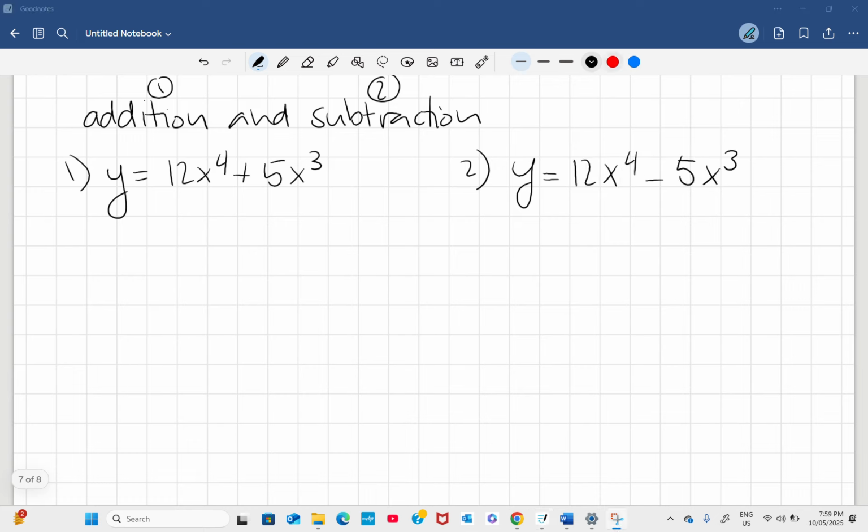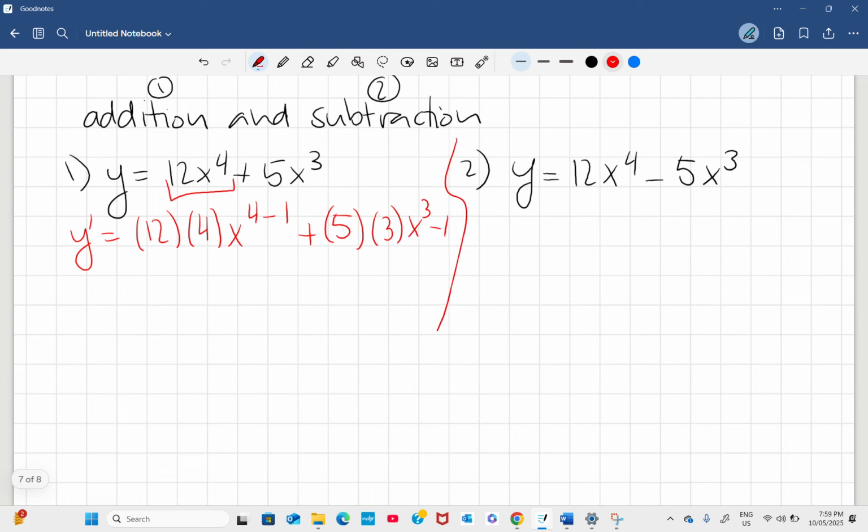So let's start solving the first one. It's going to be the exact same thing. I'm going to find the derivative of this first. So y prime is equal to, like we said before, coefficient times power, x to the power of power minus 1, then plus, solve for the second one, coefficient times power, x to the power of power minus 1. Okay, now let's just solve normally. I'm going to have 12 times 4 is 48, x to the power of 3, plus 15x squared. This is my derivative. I have no rules to apply, nothing. We just solve the derivative normally and add them together.